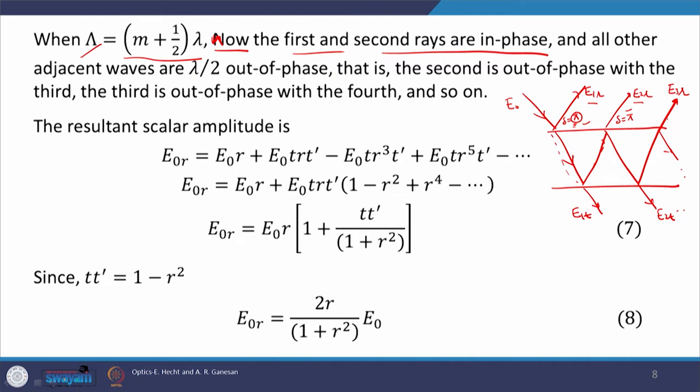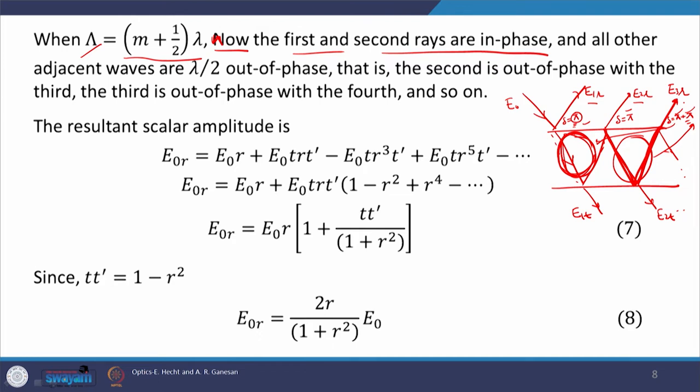What about E3r? For E3r, the beam has to travel two more times the thickness. Therefore, one more phase will be added here, pi plus pi. The first pi is due to the optical path length difference due to the first two traversals within the film thickness. And the second pi is due to the second two traversals in the film. Again I repeat, the first pi is due to the optical path length difference when the beam traverses the film thickness twice for the first time. The second pi is due to the traversal of the beam across the film thickness twice again.